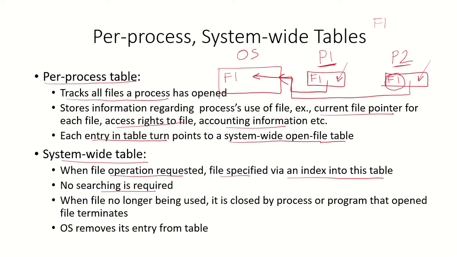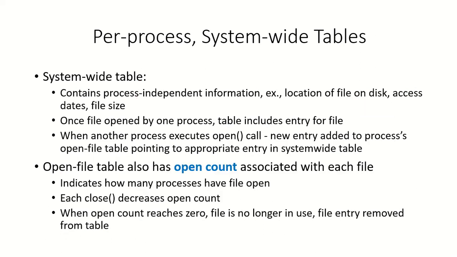So if P1 is not using file F1, it is closed when this program P1 terminates. So if P1 terminates, then this entry will also terminate, and the entry for P1 in this system-wide table will be removed. So the OS will remove its entry from the table. Suppose F1 in the system-wide table specifies that P1 is using it and P2 is using it. So when P1 terminates, its entry from the system-wide table will be removed.